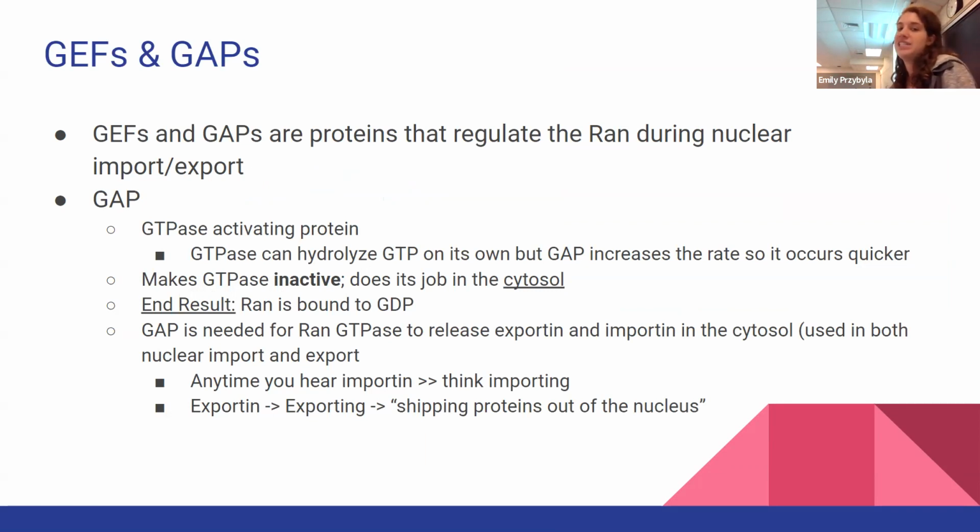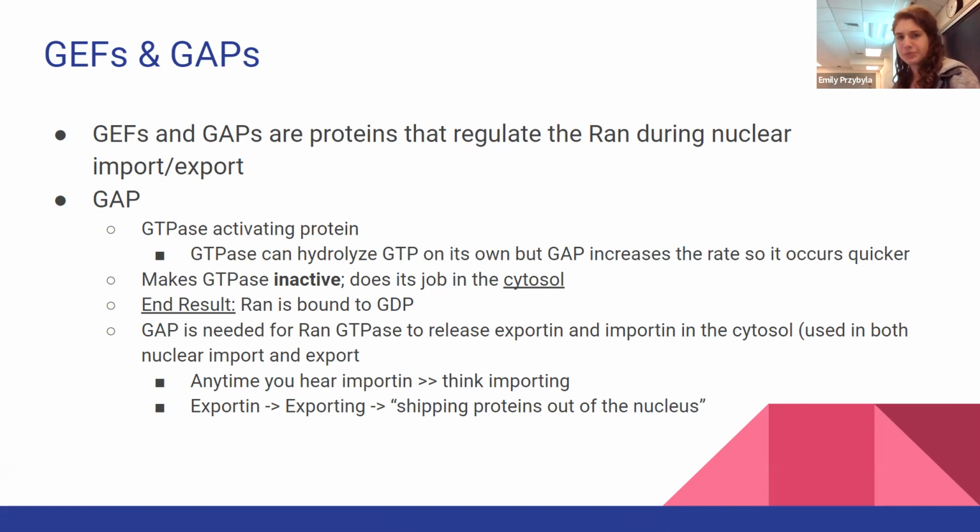A GAP is a GTPase activating protein. So what does a GTPase do? It hydrolyzes GTP to GDP. Good answer. So GTPase hydrolyzes GTP on its own, but it's a really bad enzyme. It doesn't do its job very efficiently. So a GAP, a GTPase activating protein, activates it in that it increases the rate at which GTPase activity occurs.